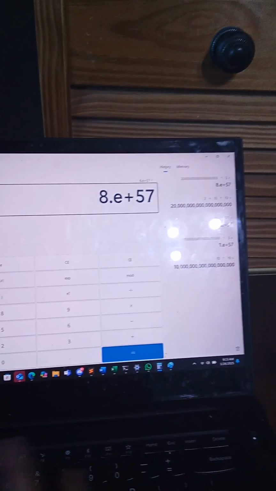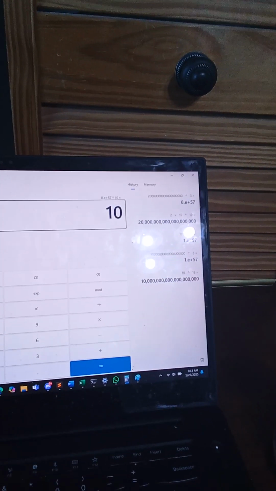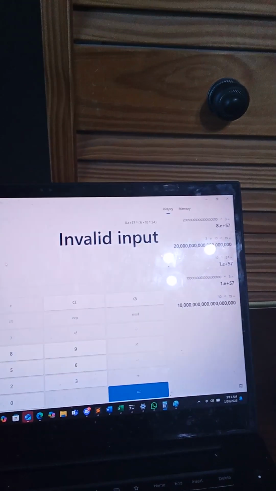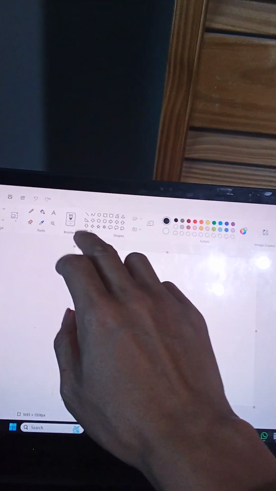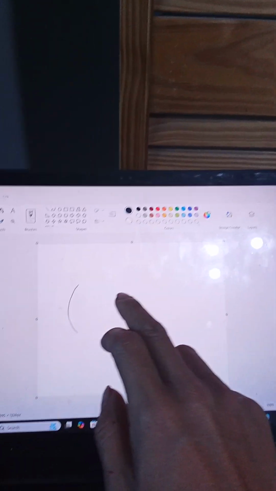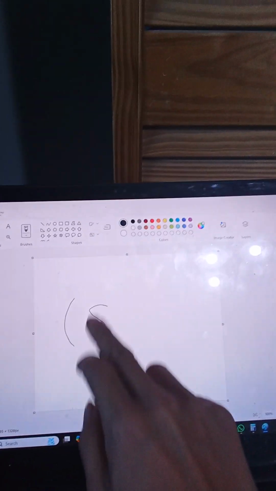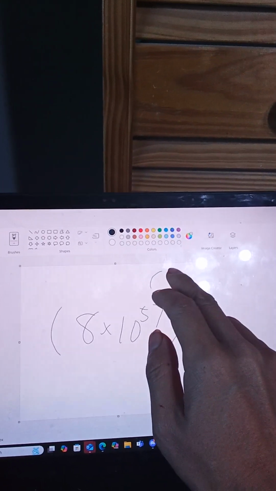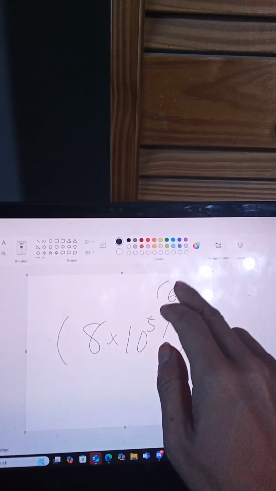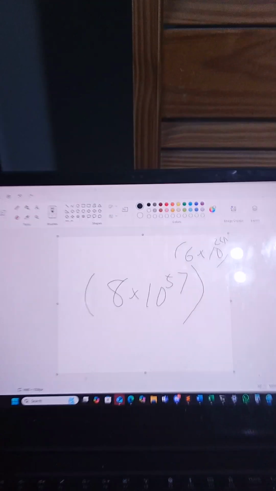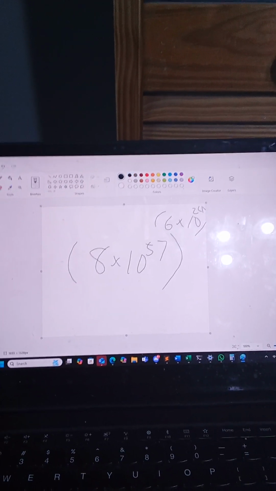So now you've got to raise this number to the power of 6 times 10 to the 24. If my calculator will even do that, it won't. But let me jot down what that looks like in math notation. You had 8 times 10 to the 57, and all of that needed to be raised to the power of 6 times 10 to the 24, right? And I'll let you think about that.